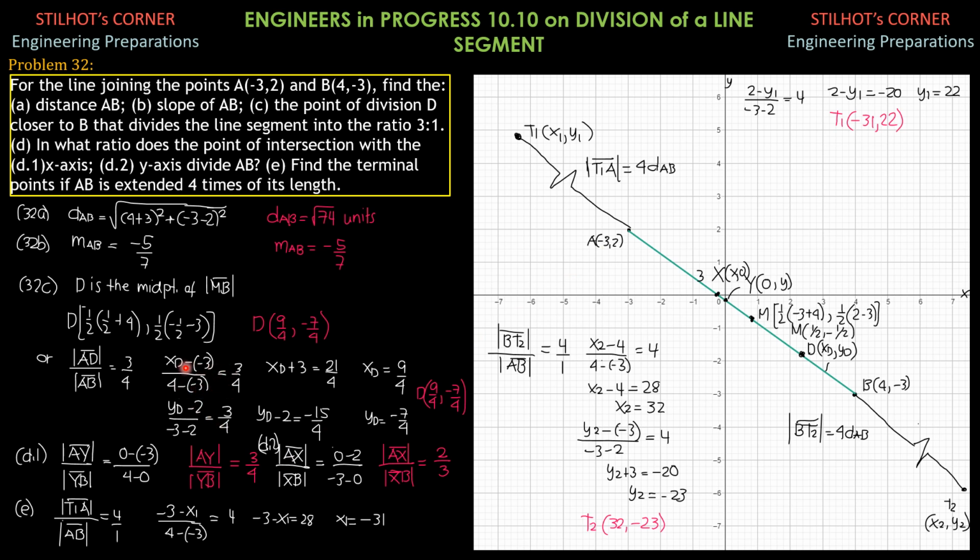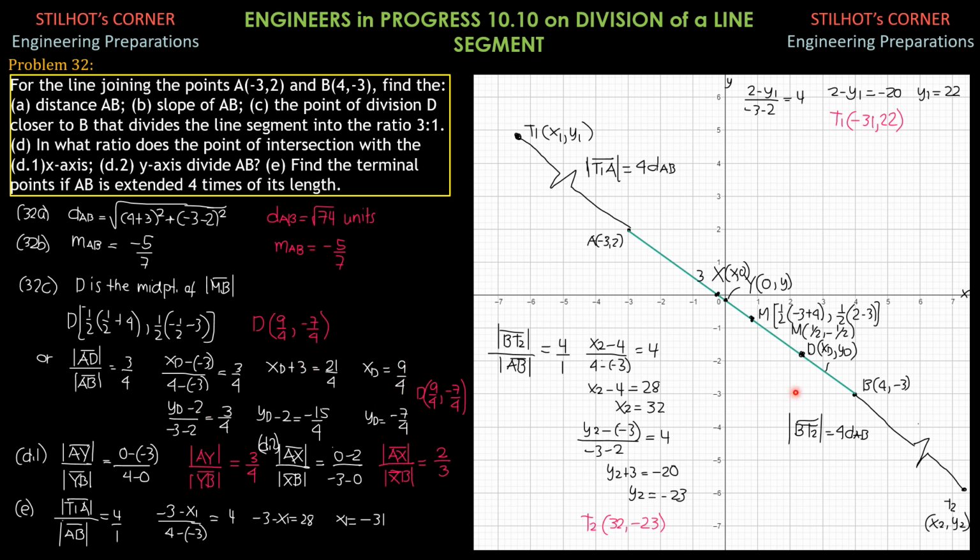So xd plus 3, this is 7. So xd plus 3 equals 7 times 3/4. 7 times 3/4 is 21/4. Then xd is 21/4 minus 3, and that is 9/4.